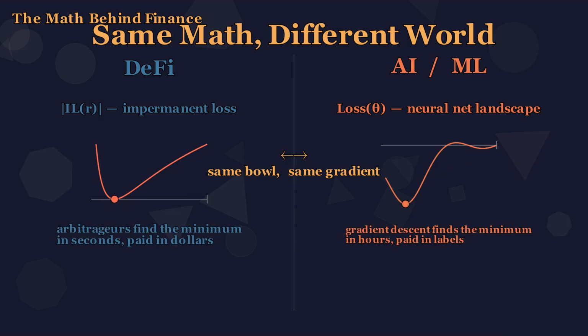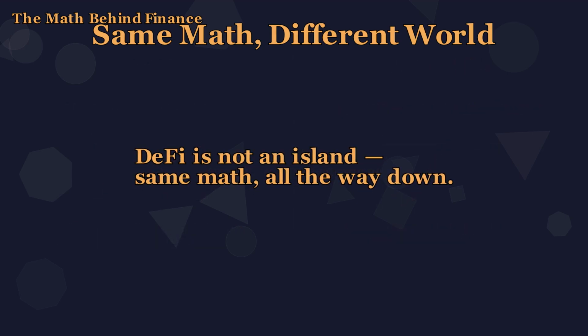Arbitrageurs slide to the bottom in seconds, paid in dollars. Gradient descent slides there in hours, paid in labels. Same machinery. DeFi is not an island. It runs on the same math, all the way down.